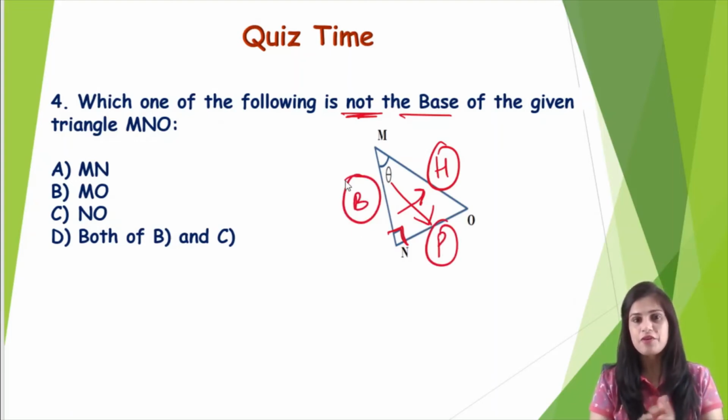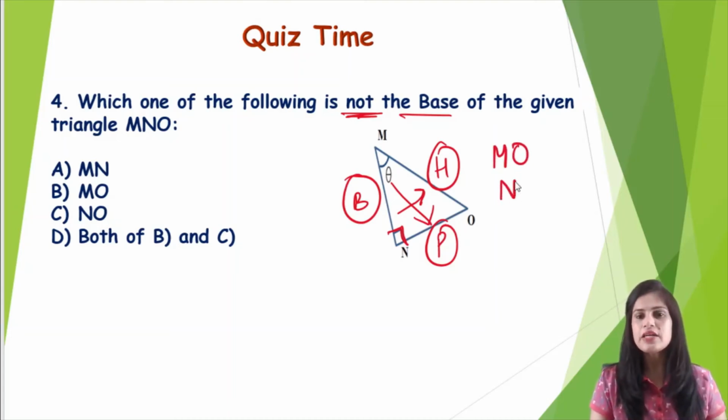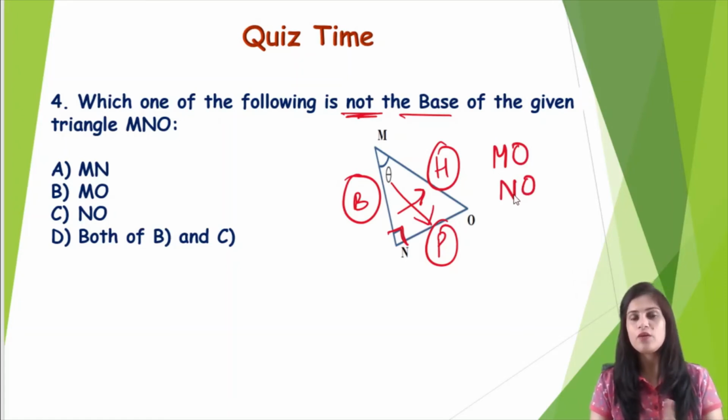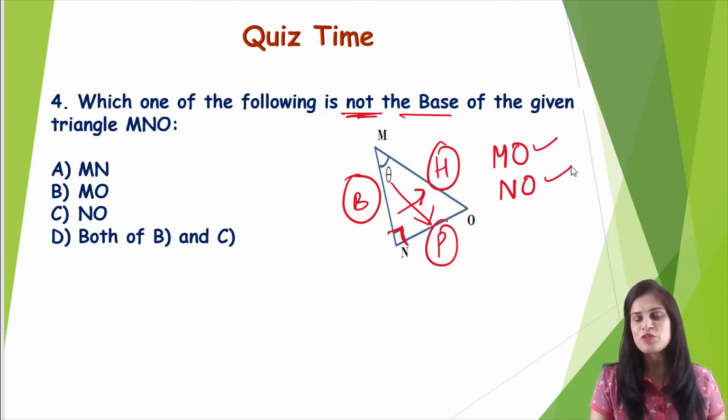So if there is a base, then we have to answer Mn. But this time we are not supposed to answer for the base. We are supposed to answer for not the base. So which two sides are not the base? First is MO. It is not the base. And second is NO. Not the base. Yes. So these two sides are not the bases.